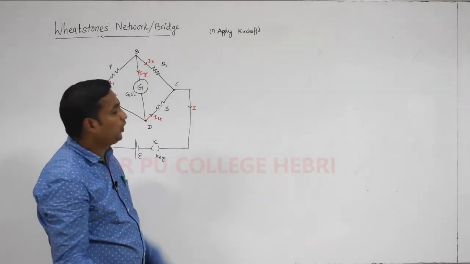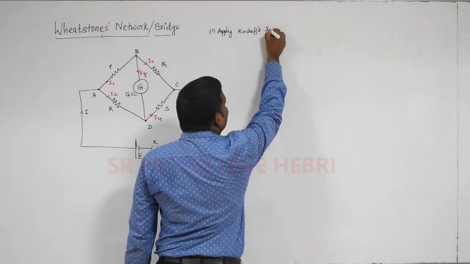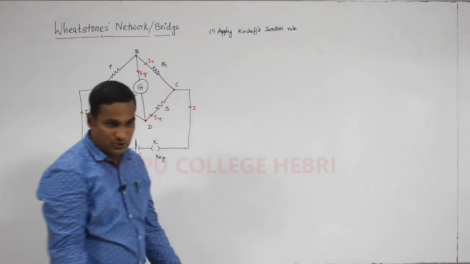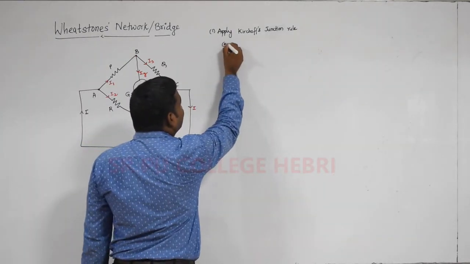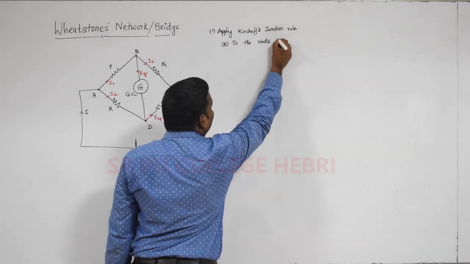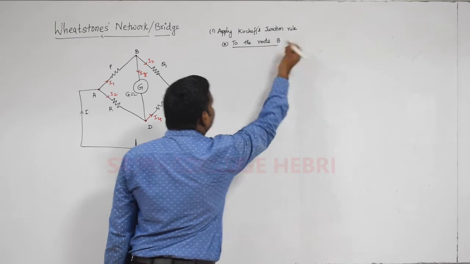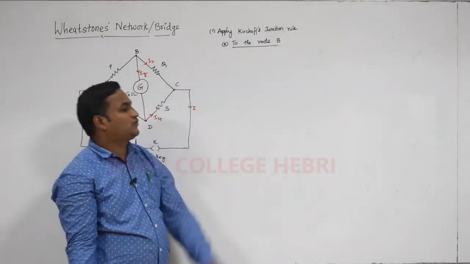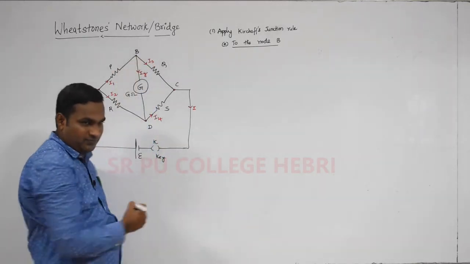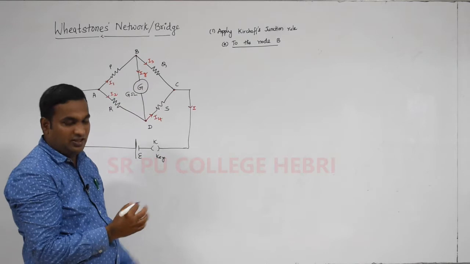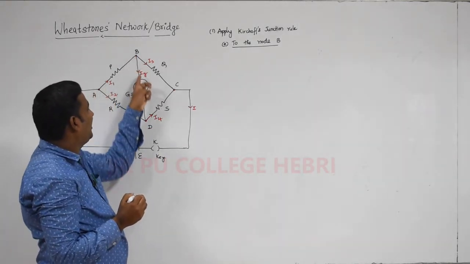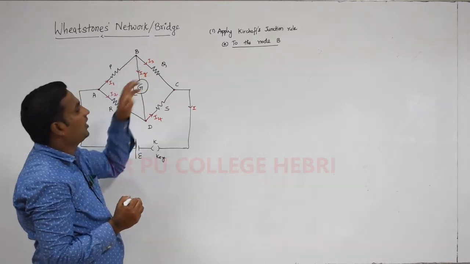First apply Kirchhoff's junction rule to the node B. Here this is the node B. At node B, there are 3 lines joining. I1 current is entering, IG current is leaving, I3 current is leaving.